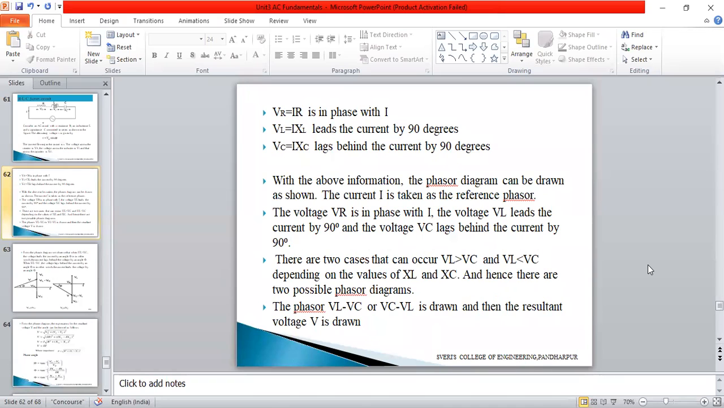Next line: the voltage drop across resistance, VR, is in phase with I. Next line, write VR equals IR. Write in a box VR equals IR.